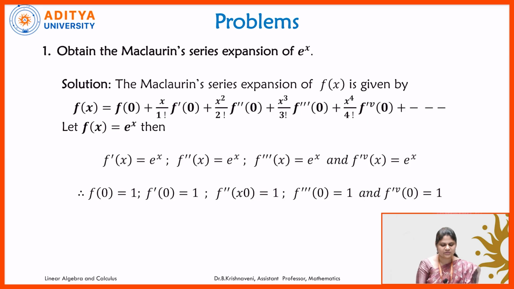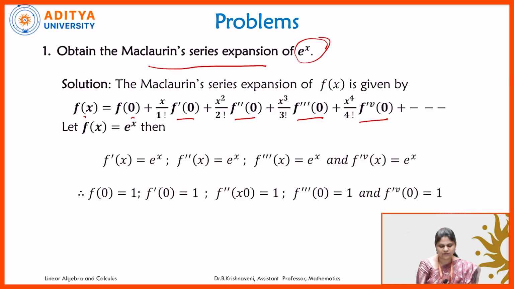So now the next question is: obtain the Maclaurin series for the function e power x. We know that the Maclaurin series expansion of f of x is given by f of x is equal to f of 0 plus x/1 factorial into f dash 0 plus x square/2 factorial into f double dash 0 plus x cube/3 factorial into f triple dash 0 plus x power 4/4 factorial into the fourth derivative of f at 0, plus so on.